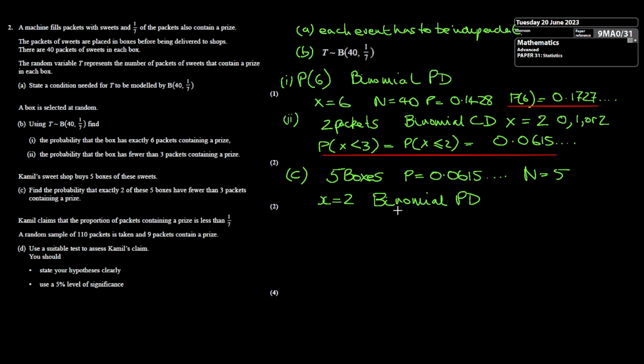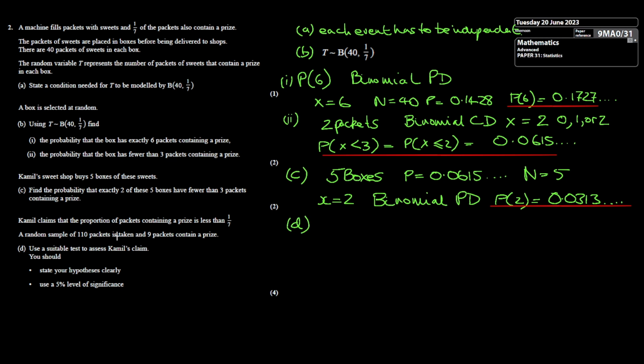Okay, popping that into the binomial PD function on the calculator, and you get an answer that the probability of exactly 2 is equal to 0.0313, and on that goes. And that's the answer to part C.